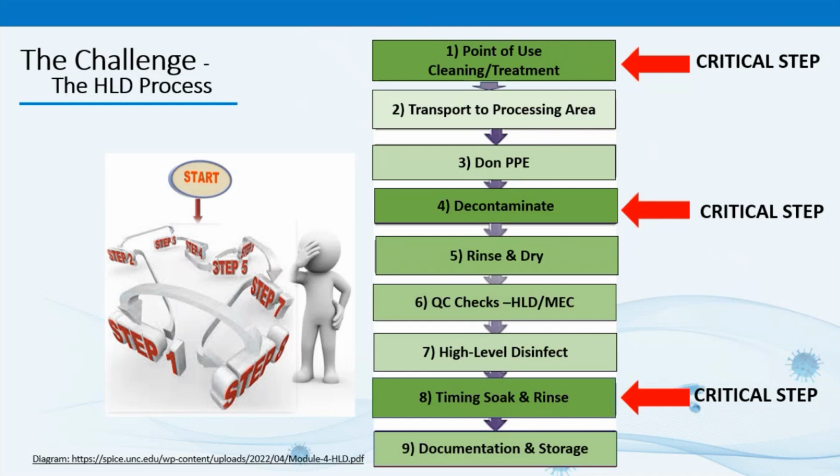In step seven, high-level disinfect, they observed not measuring, mixing, and using the high-level disinfectant chemicals according to product-specific IFUs. They saw not fully submerging devices in that high-level disinfectant for the IFU-specified timeframe, not flushing internal ports, channels, or lumens, and they also saw air pockets and items floating in the disinfectant instead of being submerged. They observed staff adding additional items to the disinfectant once the soaking time has started.